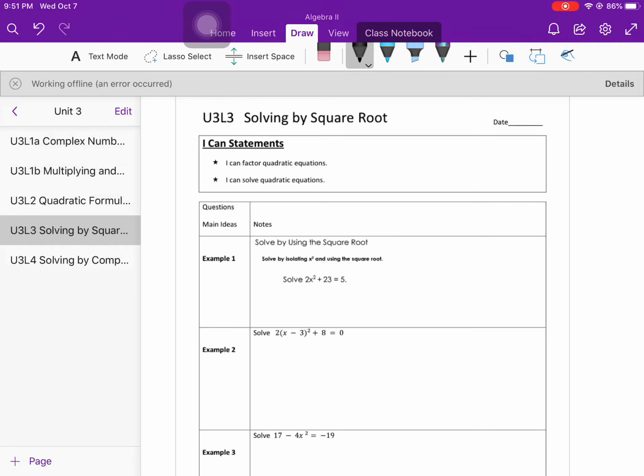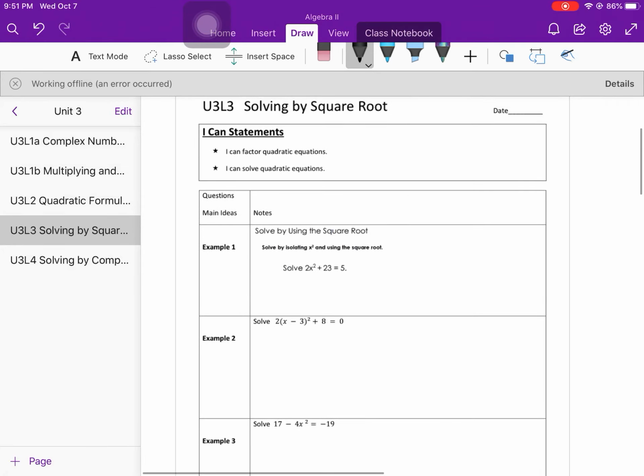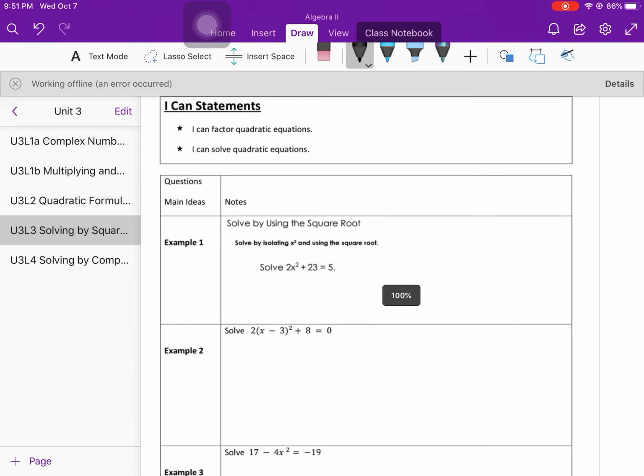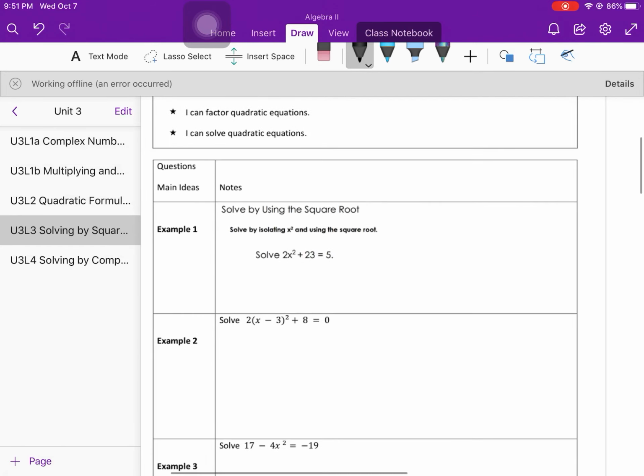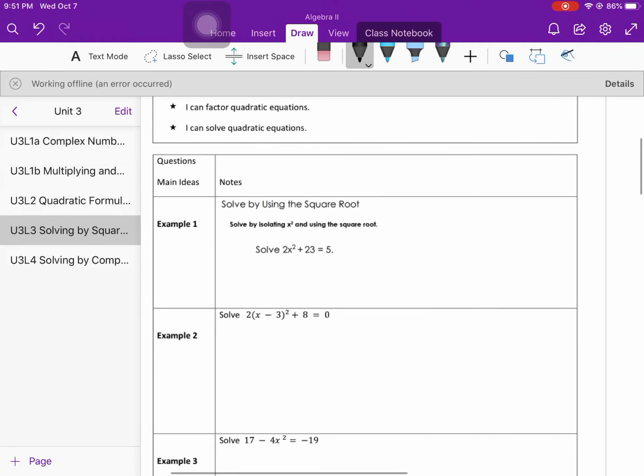All right, this lesson is Unit 3, Lesson 3. We are solving by square roots. This one's a little bit more direct than the quadratic formula method, but this only works for certain situations, so you have to be able to recognize when you can use the square root method. Our goal is to solve by isolating x squared and using the square root.